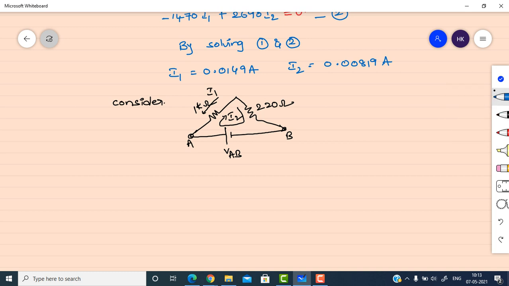So now apply KVL to this loop. So if you start, first assign the polarities based on the I2 current. This is plus and this is minus. For I1, this is plus and this is minus. So I will start at this point, plus 220, and the current flowing is I2, plus 220 I2. After that we are entering minus VAB. Next we are entering plus.